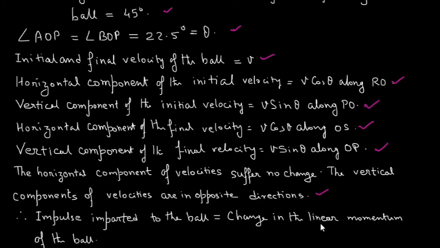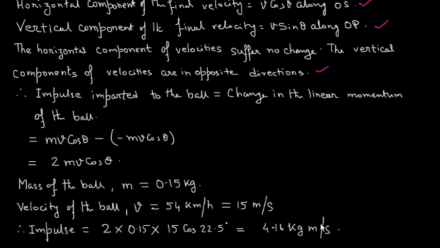Impulse imparted to the ball is equal to change in linear momentum of the ball. Therefore, we can write mv cos theta minus (minus mv cos theta), that is 2 mv cos theta. Mass of the ball is equal to 0.15 kg. Velocity of the ball v is equal to 54 km per hour, that is 15 meter per second. Impulse is equal to 2 into 0.15 into 15 cos 22 and a half degree. Upon solving, we get 4.16 kilogram meter per second. And this is the end of today's class.